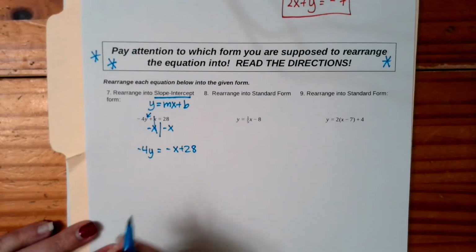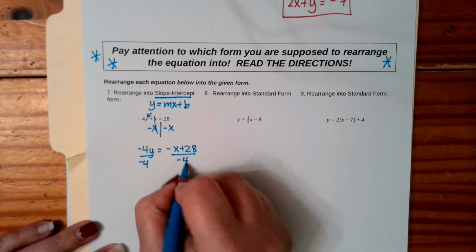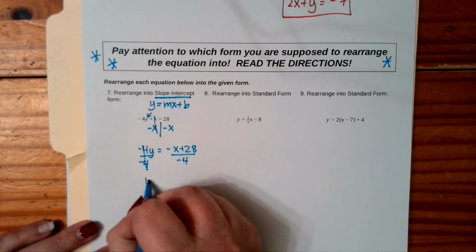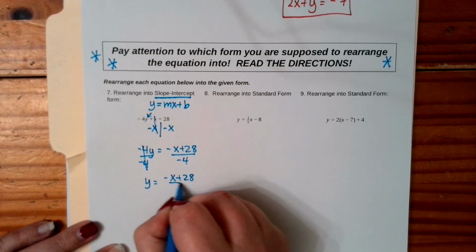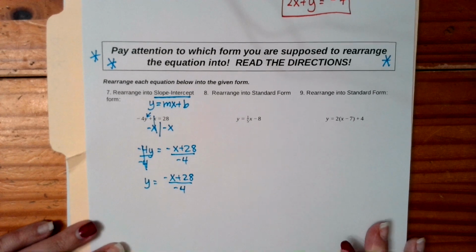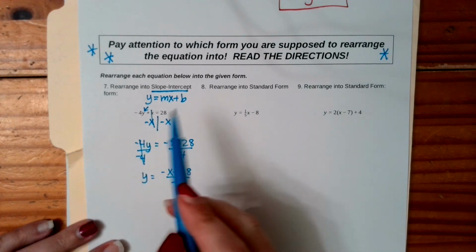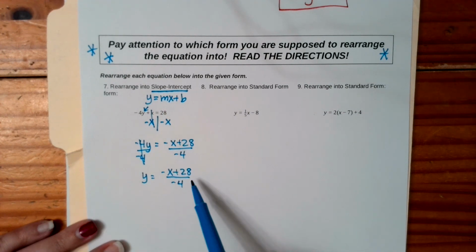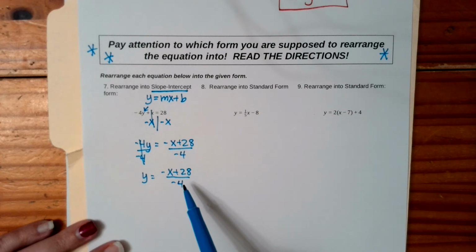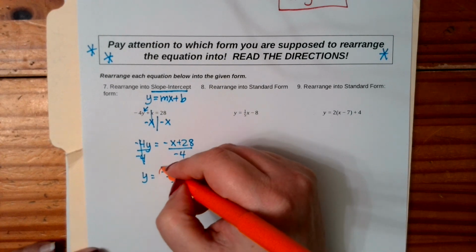Now I need to divide everything by negative 4. So I have y equals negative x plus 28 all over negative 4. Now if the directions just said solve for y, we would be done, but the direction said rearrange into slope-intercept form. The way I'm looking at this right now, I don't know what my slope or my y-intercept actually are. So I need to go one more step. I need to do that division that we talked about.